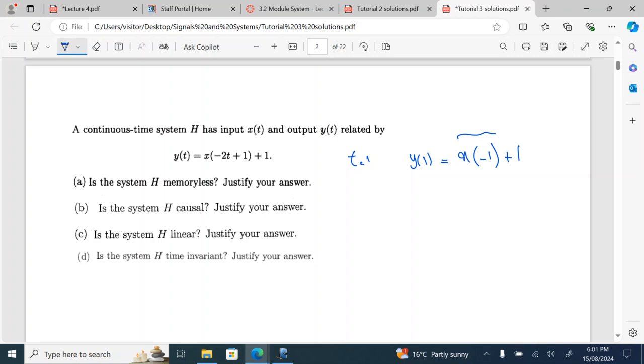The causal part, if you put t equal to a negative value, for example, negative 1, so your y1 becomes equal to x3 plus 1. And that's an item from future. So if you have an input from future, that's not causal.